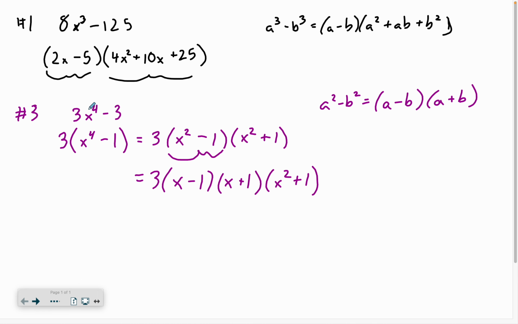Now notice we started with a degree 4. We've got a degree 1, a degree 1, and a degree 2. Add those degrees together, you'll get degree 4.